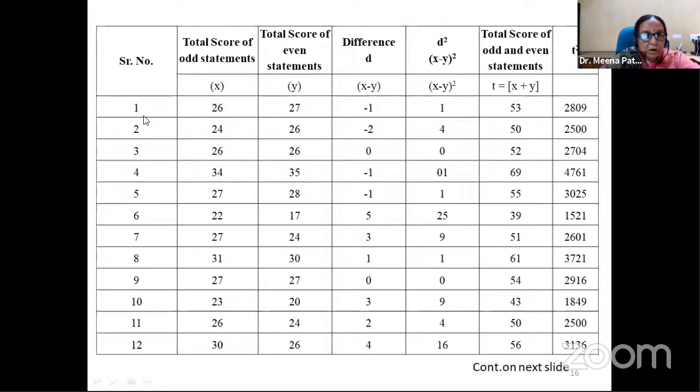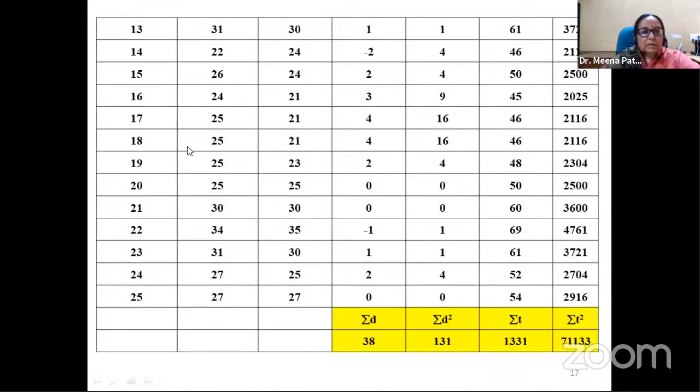In this manner, all the scores are arranged in the sheet, and then you have to calculate for 25 students for each of the statements. In the next slide we can see. Yes, for 25 students, the last row indicates 27, that is the odd value, 27 the even value, no difference, no square of difference, but the total is 54 and the square of total score is 2916.